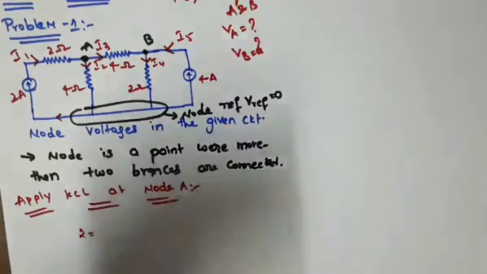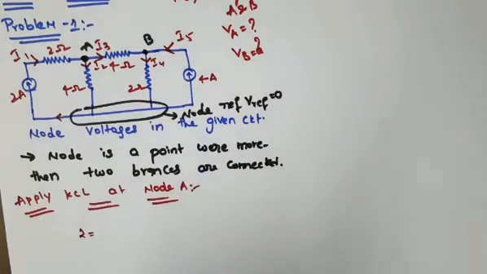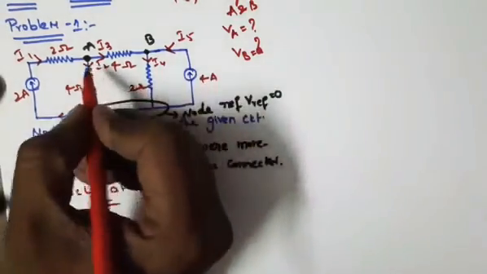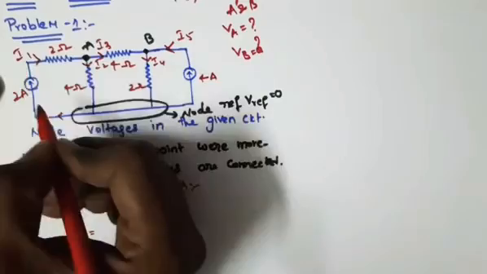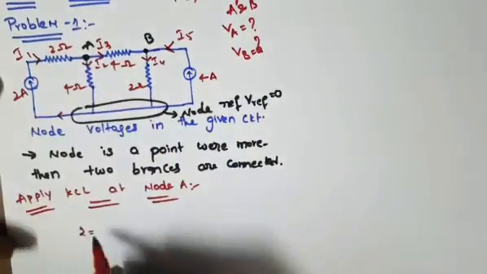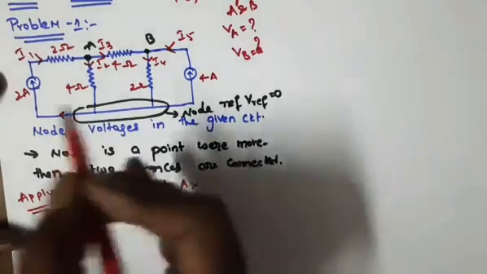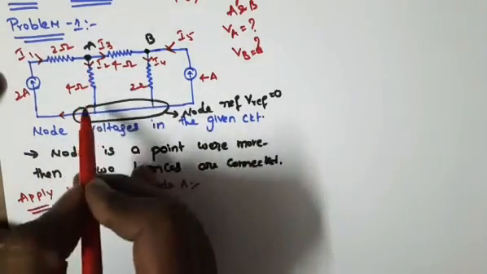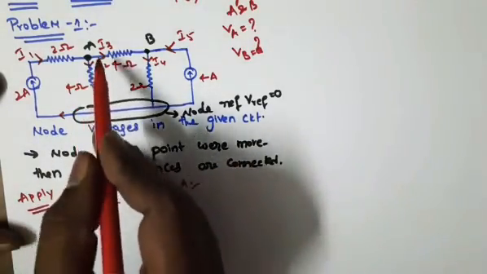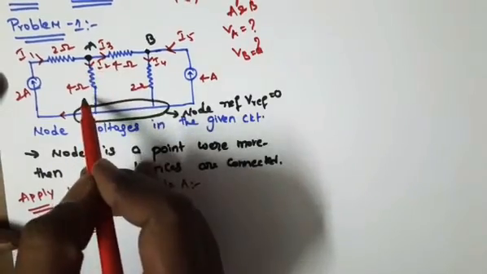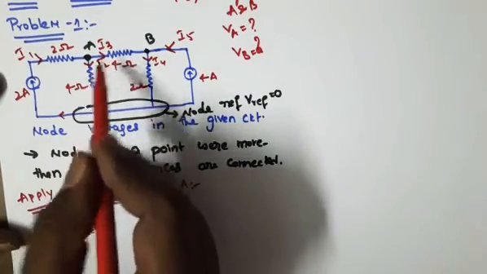What is the statement of Kirchhoff's current law? The sum of the currents entering into a node is equal to the sum of the currents leaving from the same node. So here at node A, the current entering is I1, that is 2 amps. So let us apply the statement here: 2 is equal to the current leaving from the same node. What are the currents leaving from the same node? I3 and I2. So we can write the expressions for I3 and I2.